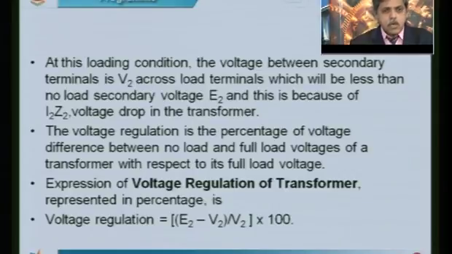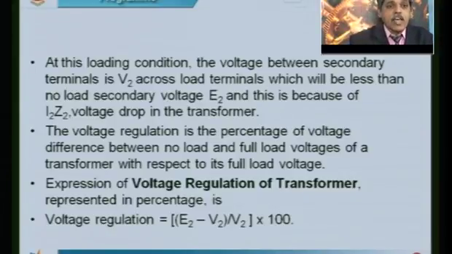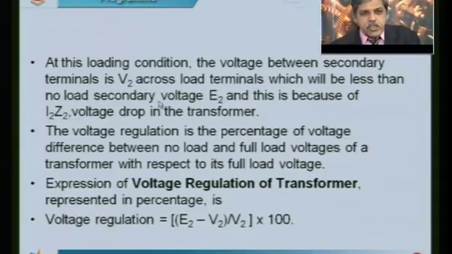So, this slide says that at this loading condition, the voltage between the secondary terminals across the load terminals is V2, which will be less than the no load secondary voltage. Under no load condition, there won't be any current in the secondary, therefore I2 Z2 will not be there, it is 0. In such a condition V2 will be equal to E2. Under load condition, there will be a drop in the impedance of the secondary winding, therefore E2 minus V2 will give you this drop. Therefore, V2 under load condition will definitely be lesser than E2, the induced voltage in the secondary winding. This voltage regulation will generally be calculated under full load condition.